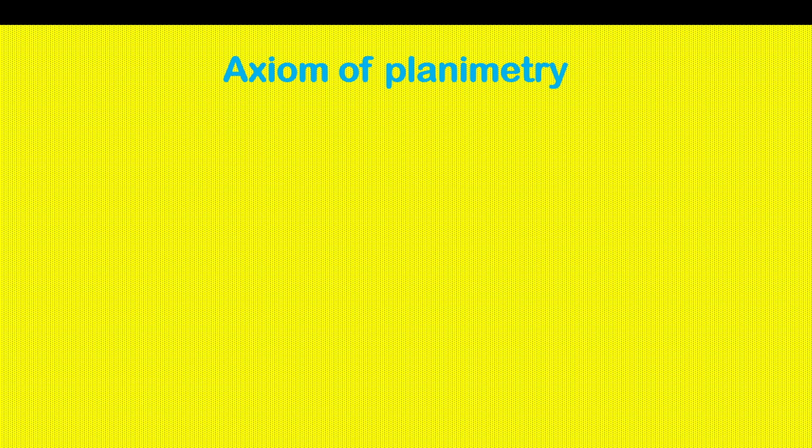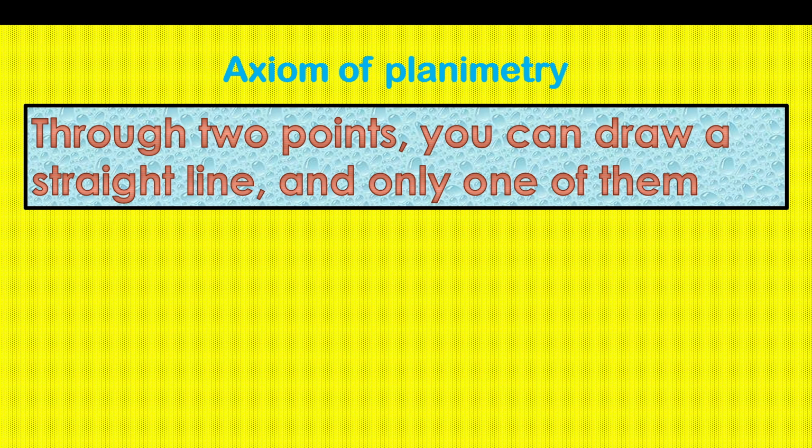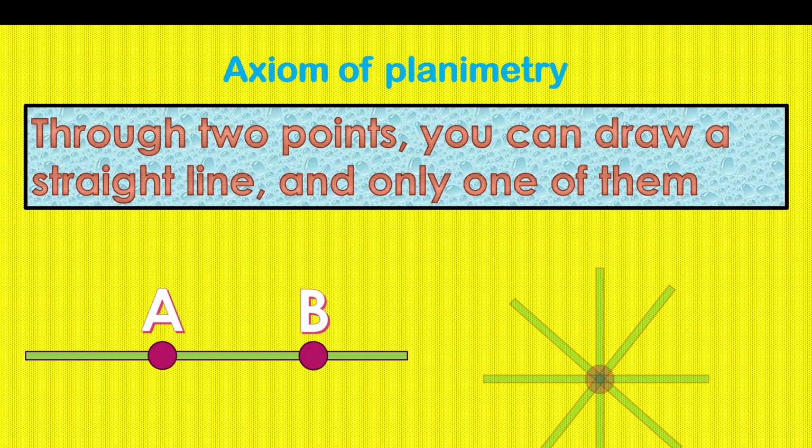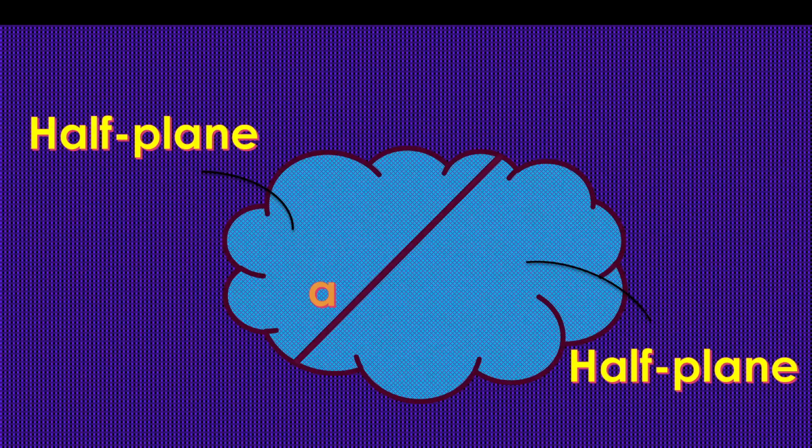Let's find out the axiom of planimetry. Through 2 points, only one straight line can be drawn, and through 1 point, many straight lines can be drawn. You see, a line divides a plane into 2 halves. They are called half planes. This can be compared to cutting a cake into 2 pieces.